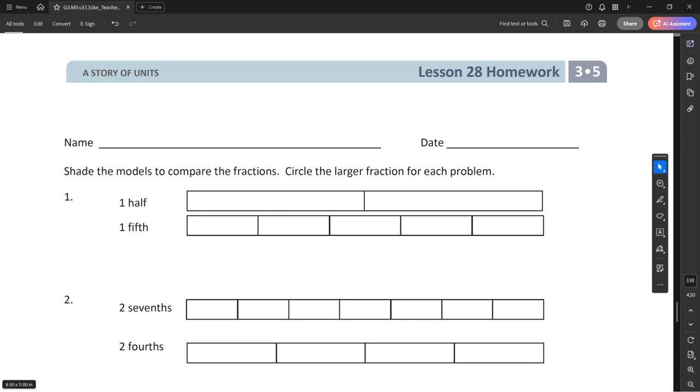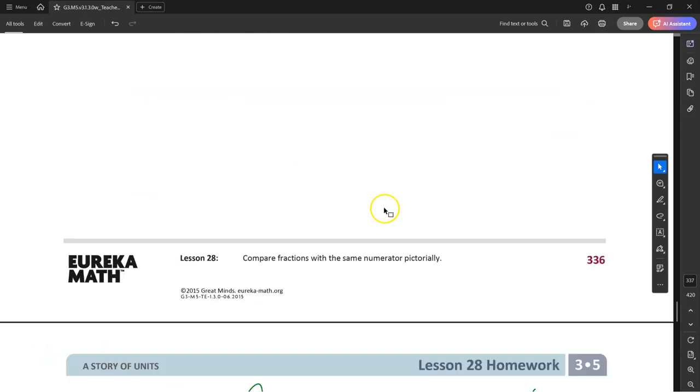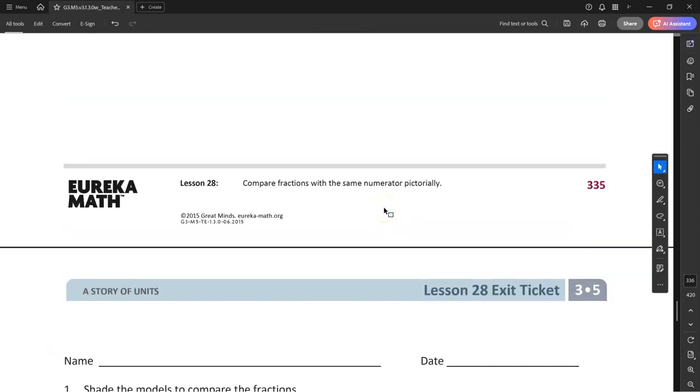Alright, everybody, Mr. G here to do the homework with you. Be sure that you put your name on it. Be sure you put the date. Today is the 13th. Here we go. Remember the page you have with your homework is to help you do it if you have any questions.